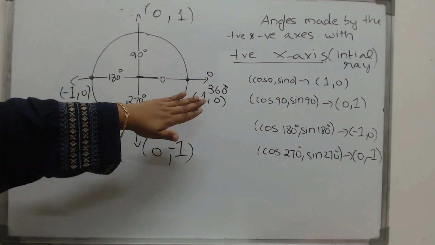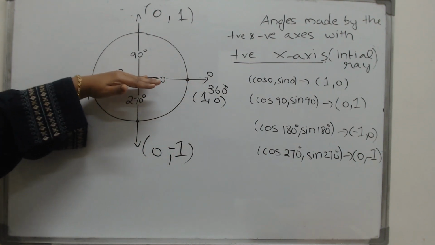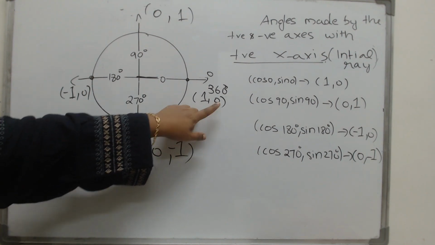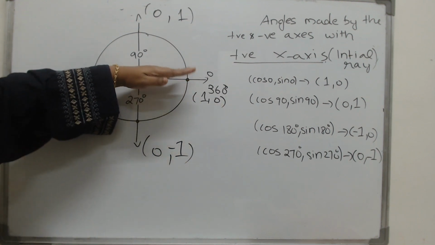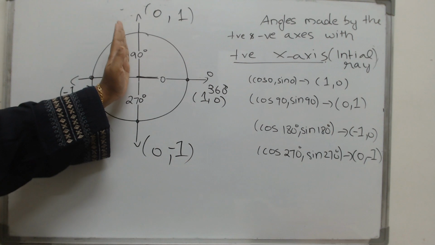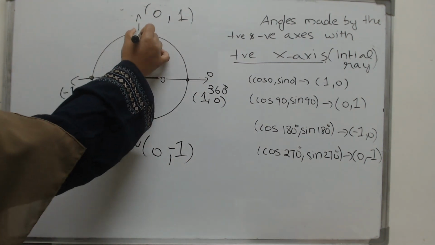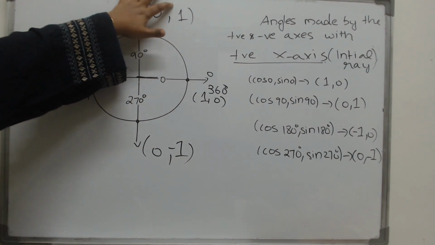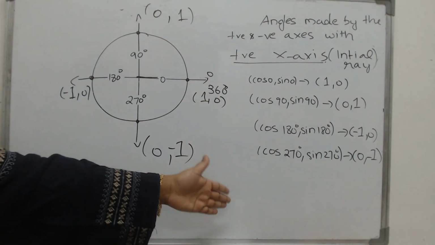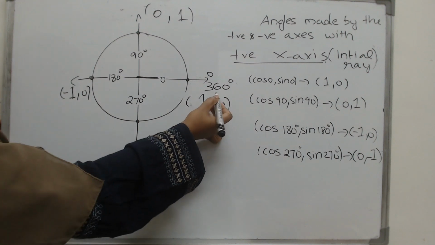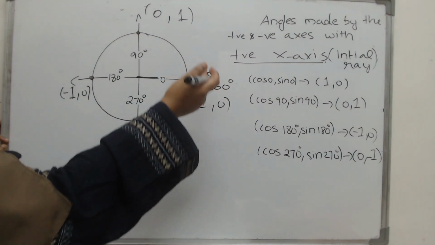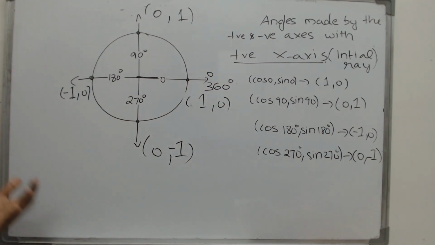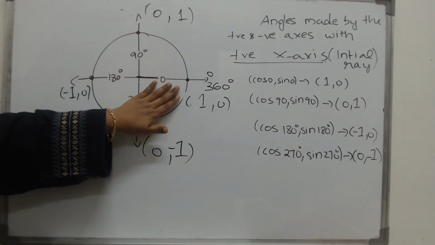What does that mean? Any line which makes an angle 0, its terminal point is (1, 0). That means cos 0 is 1, sin 0 is 0. Similarly, any line which makes an angle 90 degrees with the initial ray, its terminal point is (0, 1), which means cos 90 is 0, sin 90 is 1. So I have written down all the other things. It just follows, right? So remember, 360 degrees takes the same value. Your cos 360 degrees is 1 and sin 360 degrees is 0. Remember, this is a very, very important point.